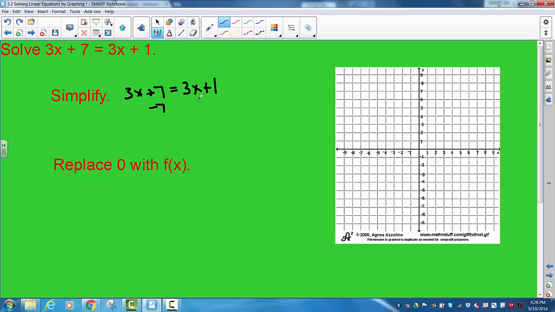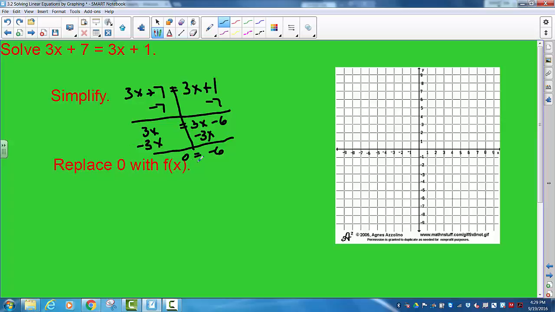We minus 7 on both sides, and that gives us 3x equals 3x minus 6. Then we minus 3x on both sides, and that gives us 0 equals negative 6. And as you've studied before, whenever you have an untrue statement, that means there is no solution. Okay, but let's figure out why there's no solution.